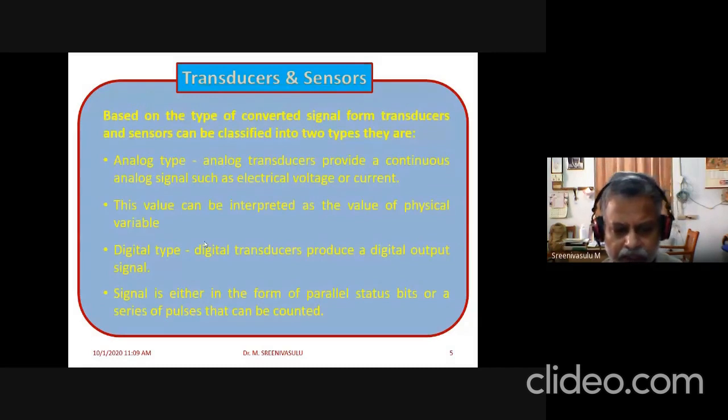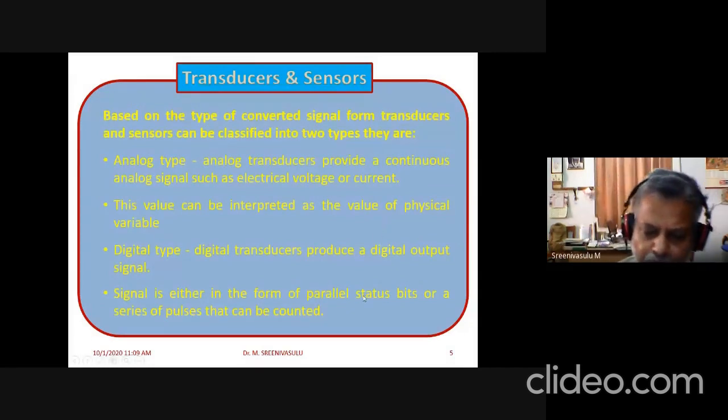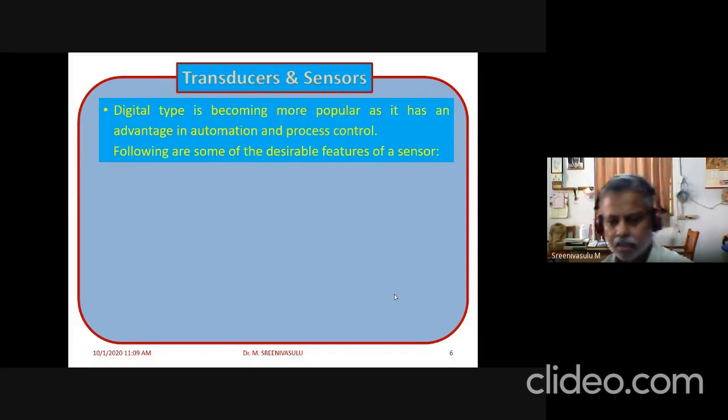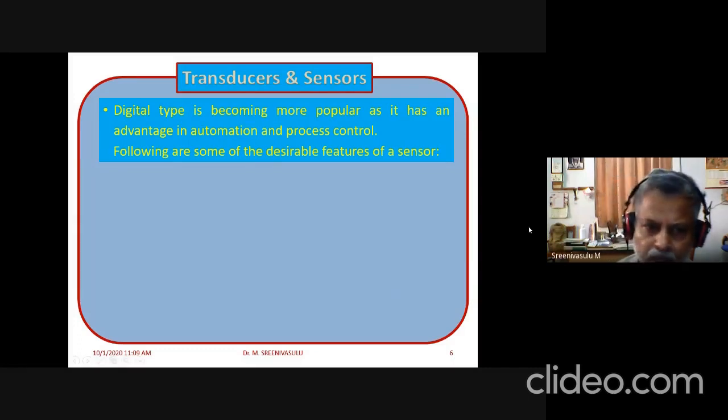Signal in the case of digital type is going to be either in the form of parallel status bits or series of pulses that can be counted. Anyway, nowadays digital type is becoming popular because you are able to read the data directly. The moment you have got the data from the sensor, you can give further instructions on what to do next. That is how it has become popular, in particular in automation and process control.